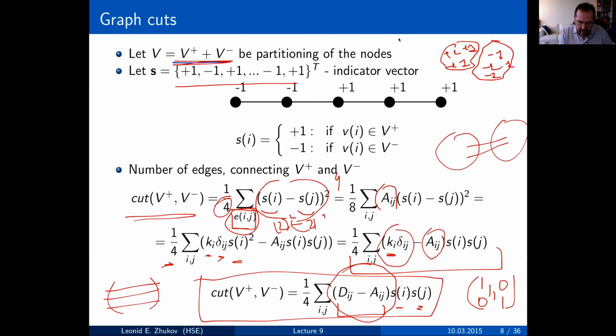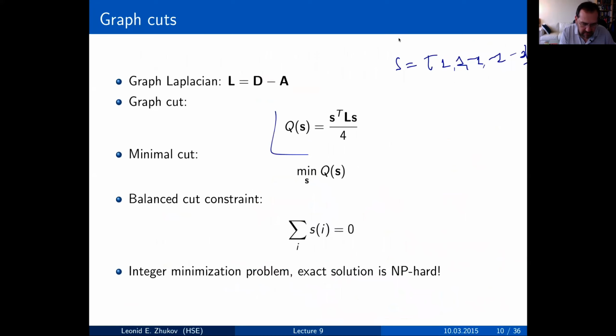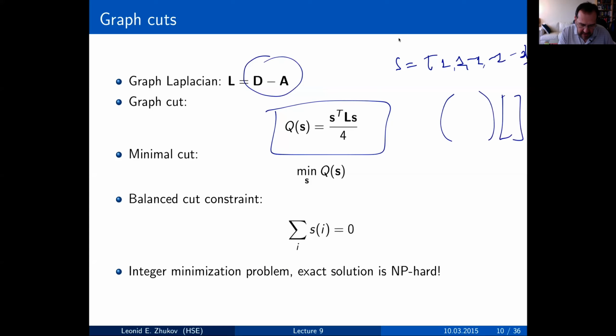Looking back one slide, we expressed cut in terms of this double summation. There is one matrix, L_ij, S_i, S_j. You can write this double sum as a matrix-vector multiplication. And here it is. Looks much nicer. Just remember that L is the matrix D minus A. This is a matrix, this is one vector S, and this is another vector S. So as a result of this product, we end up with a scalar, which is the value of the cut.